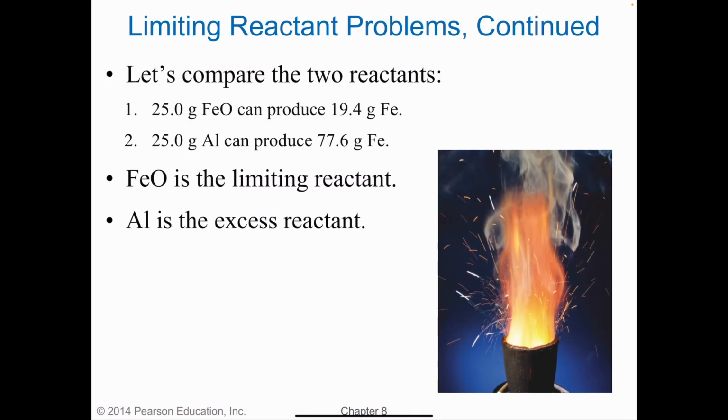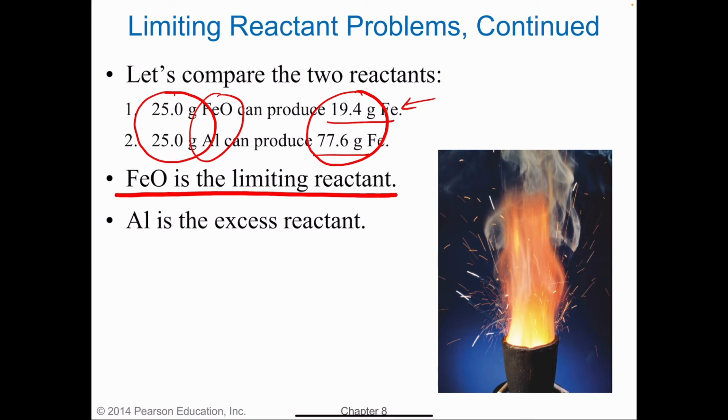Now we compare the 2 answers. So first, assuming that the iron oxide was limiting, we got 19.4. Then if we assumed aluminum was limiting, we got 77.6. So notice that we started with the same mass. These 2 reactants had the same mass, but they have different molar masses, and there was a different mole to mole ratio to go from reactant to the product. So we end up getting 2 different answers. The 19.4 gave us a smaller answer, so that tells us that the iron(III) oxide was limiting, which means the aluminum must be the one in excess.